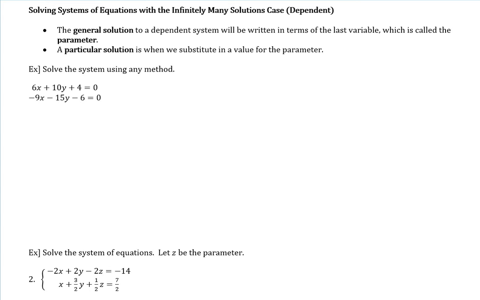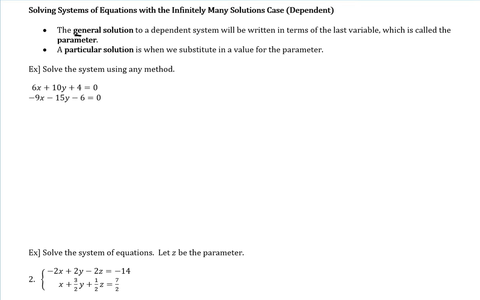Hello everyone, and welcome to our video on solving a system of linear equations when we have the infinitely many solutions case, or they might say the dependent systems case. When this happens, we won't really know that we have the case until we start going at the problem. So let's break down some vocabulary first, though.